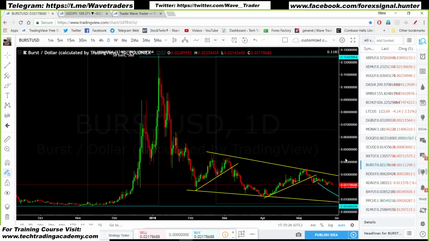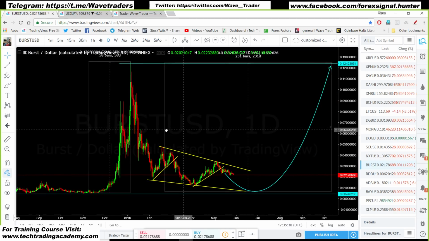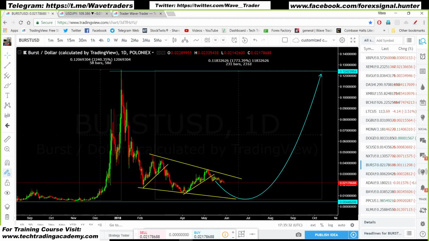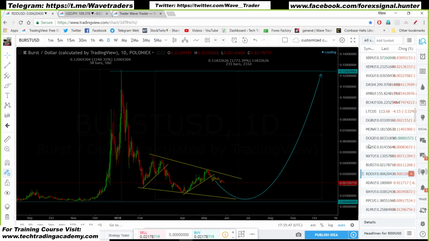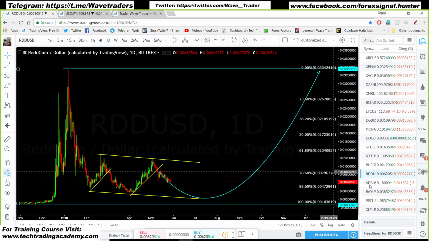One more drop and go back up. One more drop. This one, one more drop and go back up for longer term. Then one more drop and then go back up for longer term. Red coin, same here. One more drop and then go back up for longer term.